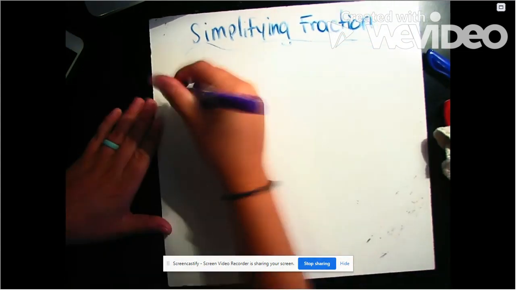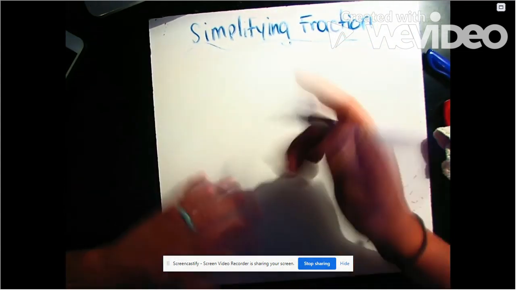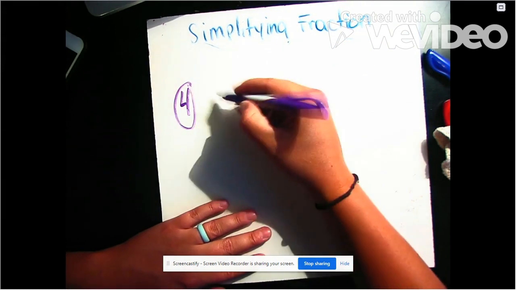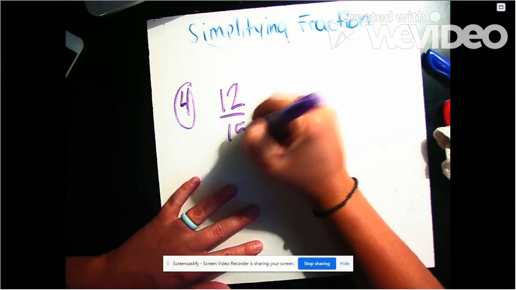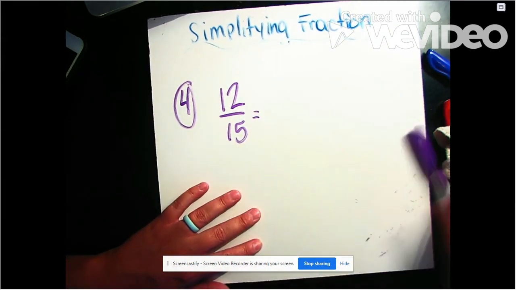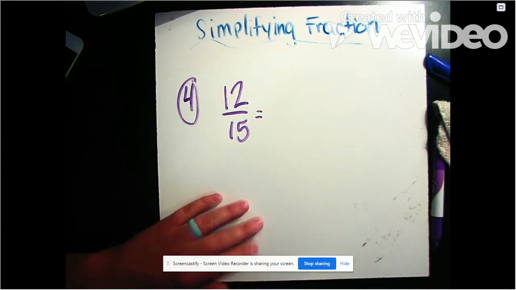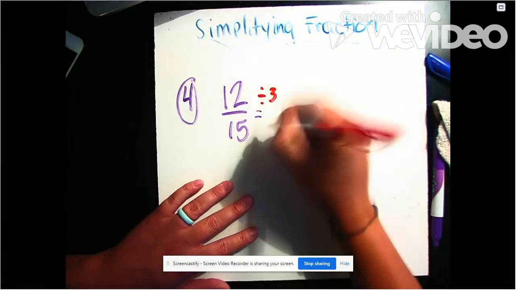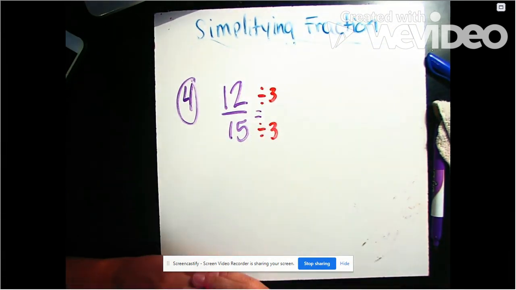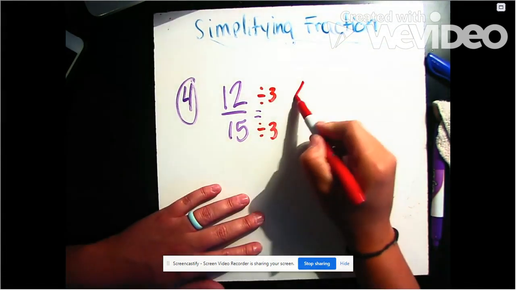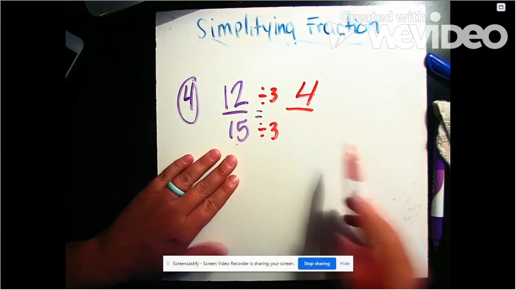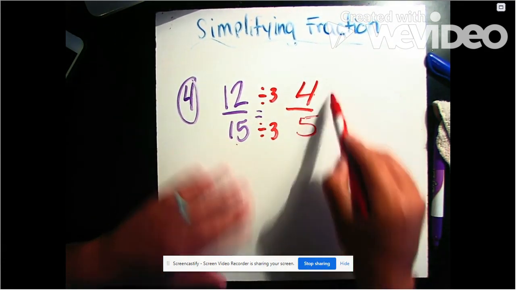Okay, so let's do one more that we haven't done yet. Number 4 with this method, 12/15. Because I'm good at my multiplication facts, I know that both of these are divisible by 3. 12 divided by 3 equals 4. 15 divided by 3 equals 5. And that is my lowest fraction.